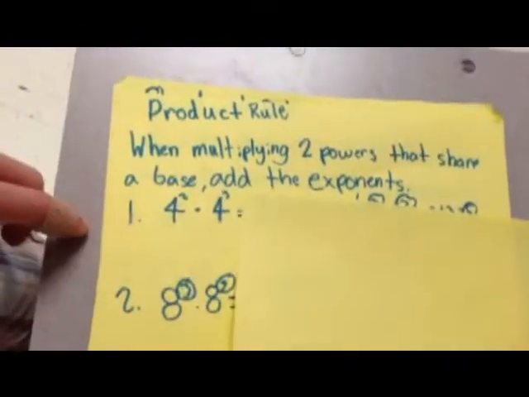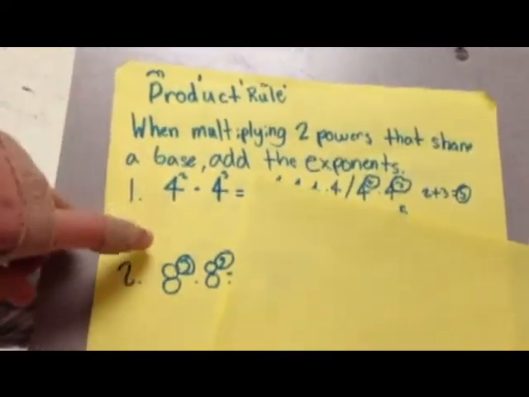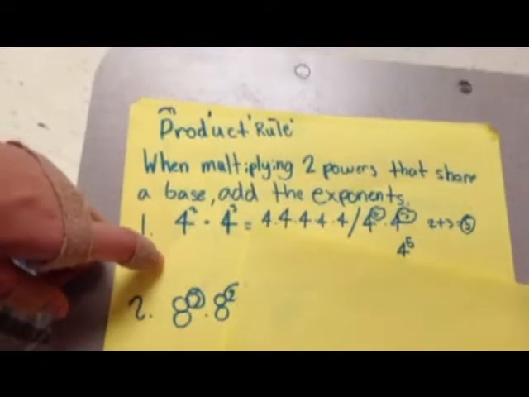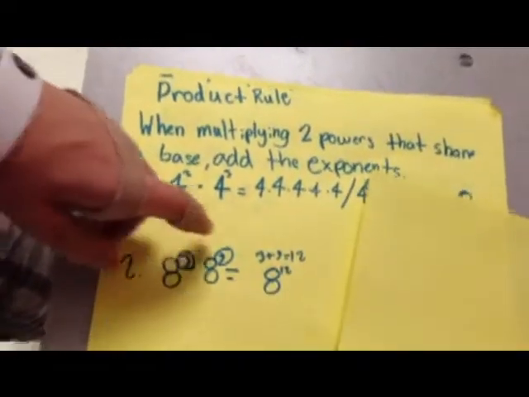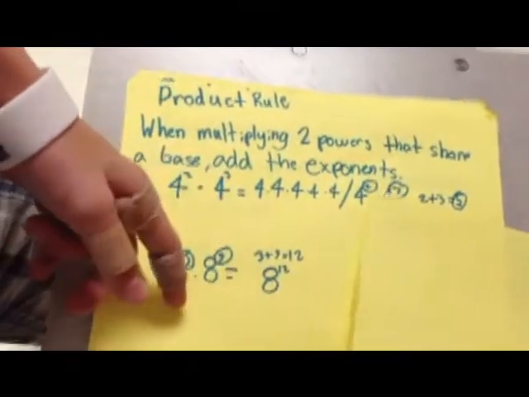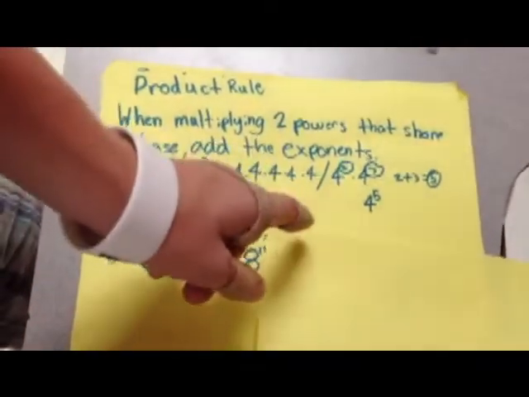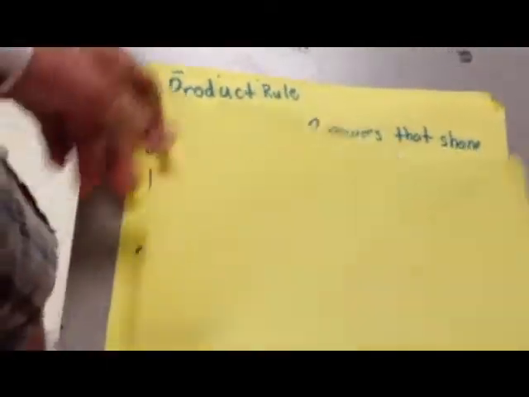Here's our first example. We have 4 squared times 4 cubed, and that is the same as 4 times 4 times 4 times 4 times 4. And so, when you add the exponents, 2 plus 3 equals 5. So, your answer is 4 to the 5th. Now let's start with the next one.